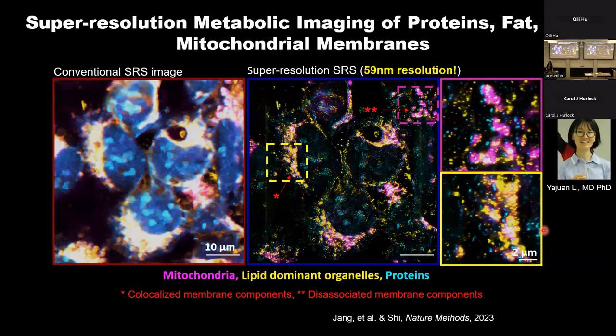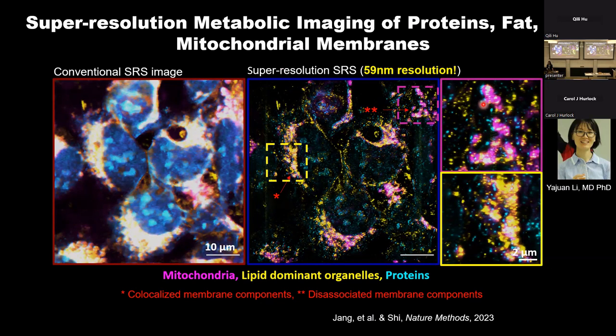At the subcellular resolution level, we can see the mitochondria in the magenta color here, and the lipid droplets in yellow color here. Cyan color is the protein-enriched organelle. So three different cellular organelles, they interact with each other. You can see that very clearly. And without super resolution, you cannot even see them morphologically.